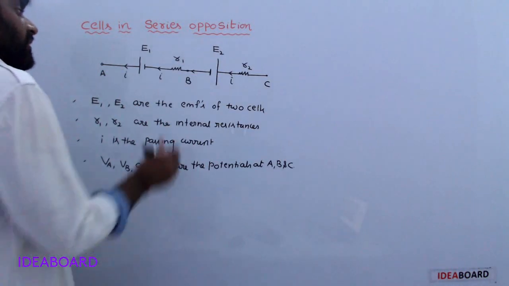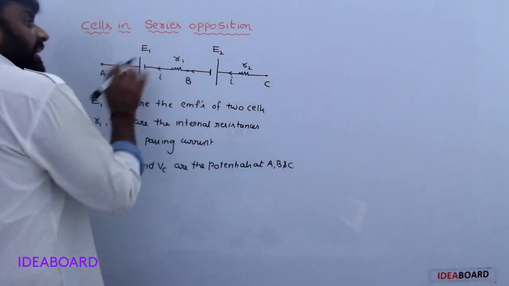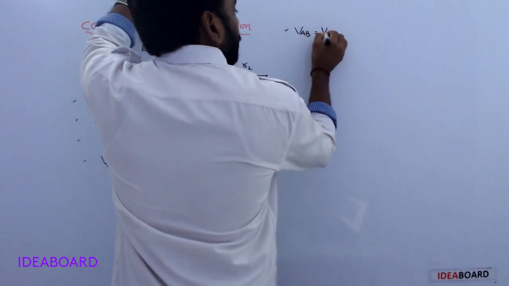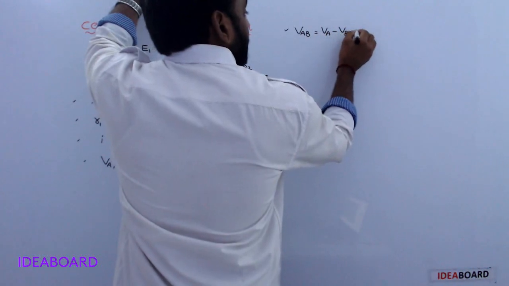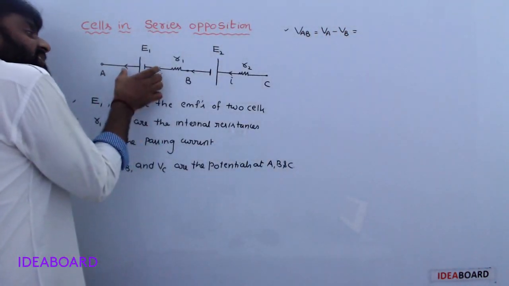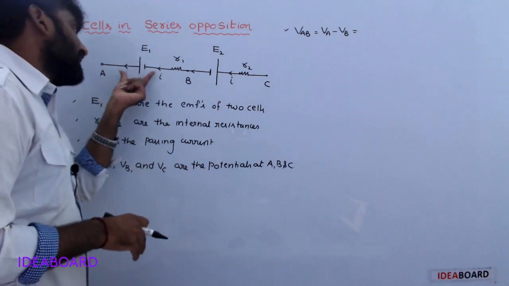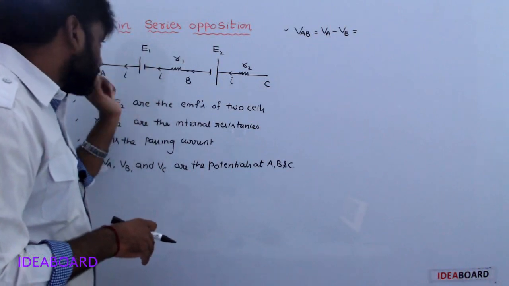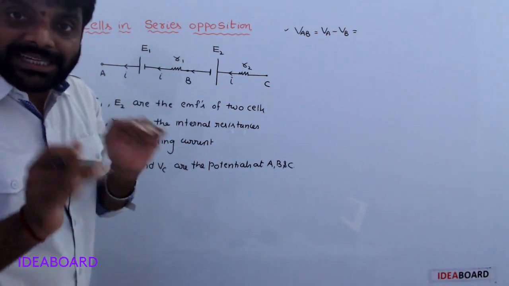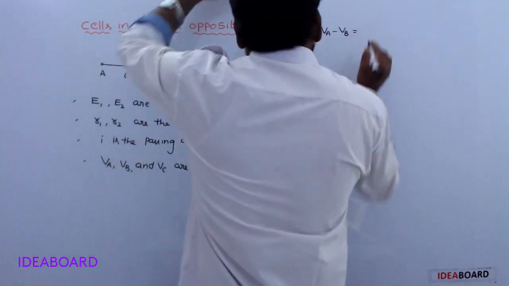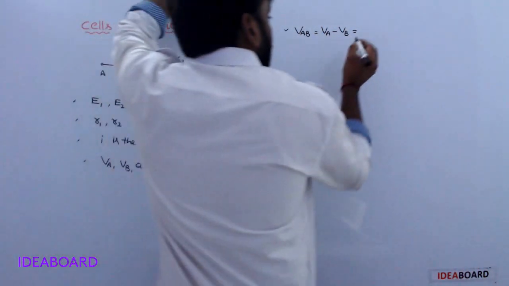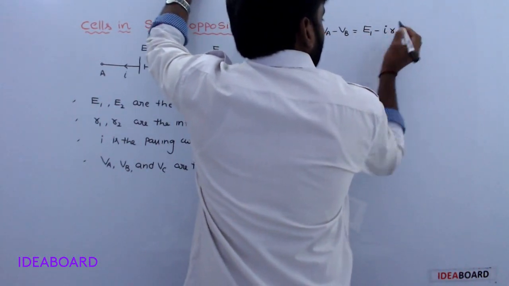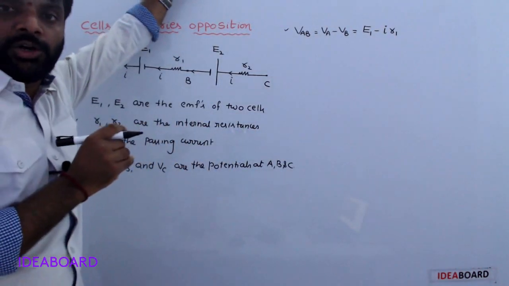Understood? First of all, the potential difference between A and B: potential at A minus potential at B. See, it is a discharging cell, because outside it goes positive to negative, and inside negative to positive. That's why it is a discharging cell. Higher potential is A, lower potential is B. Simply write as E1 minus I R1. You know that one already.